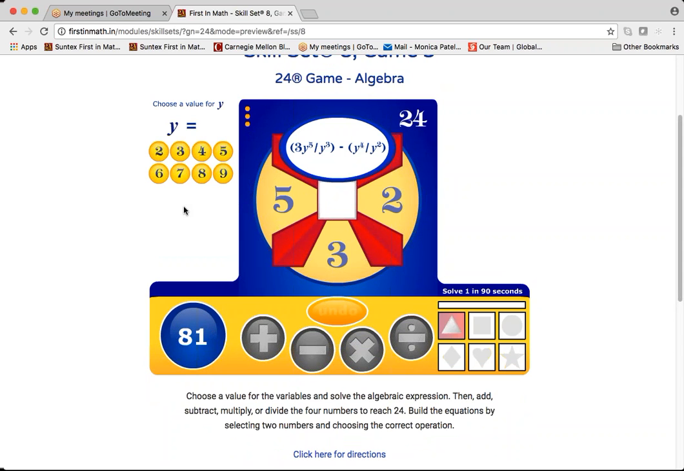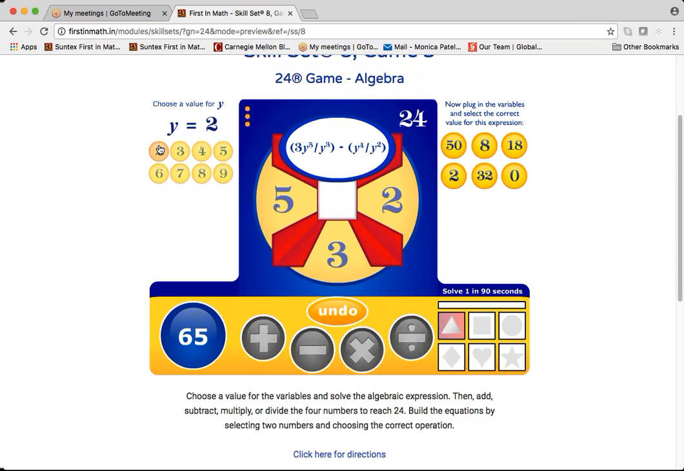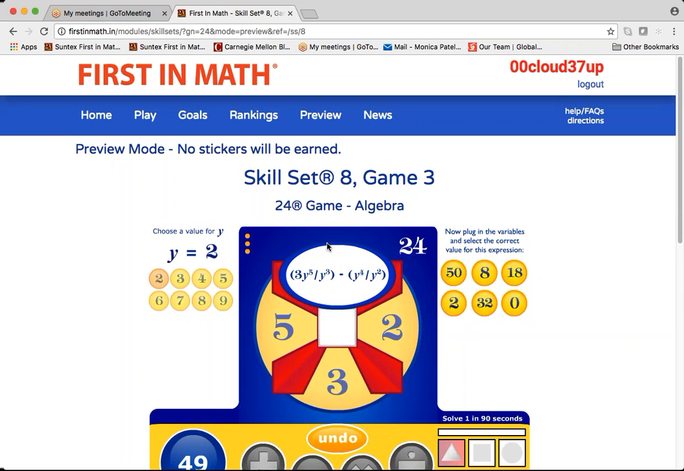So as an example here, we have to figure out the value of y. After we figure it out, we have to solve this expression. After solving it, the resultant answer, as an example, I feel that y can be 2. In that case, I have to select the answer from here and combine the answer with these numbers to create the number 24 in 3 steps. That is rigorous, 1 in 90 seconds. And toward the end, it's 2 in 90 seconds.